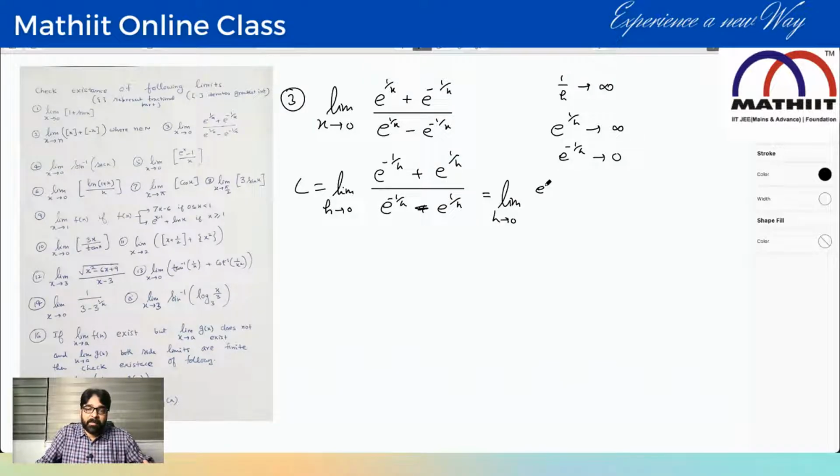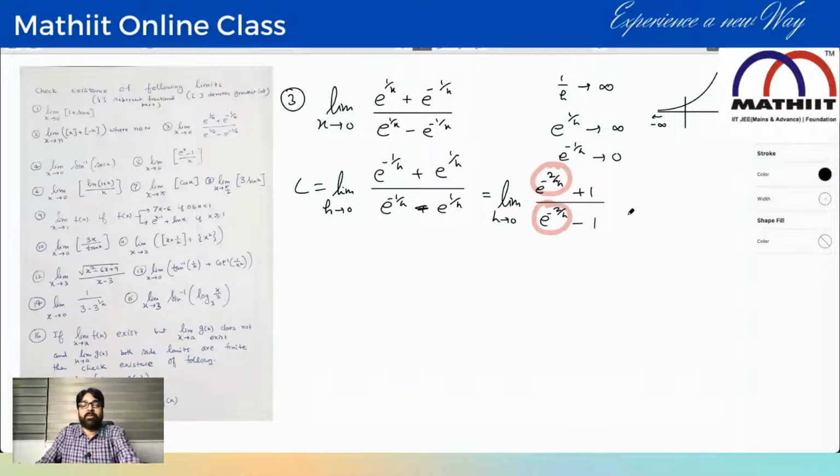So this will become e power minus 2 by h plus 1 divided by e power minus 2 by h minus 1, because e power 1 minus 1 by h divided by e power 1 by h becomes e power minus 2 by h. Now e power minus 2 by h will approach towards 0. What is the graph of e power x? This is the graph of e power x. Yes or no? If this is the graph, when x is near to minus infinity, e power x will be near to 0. You can see here, this is 0, this is 0, and this is also 0. The value will become 1 by minus 1, which means minus 1.